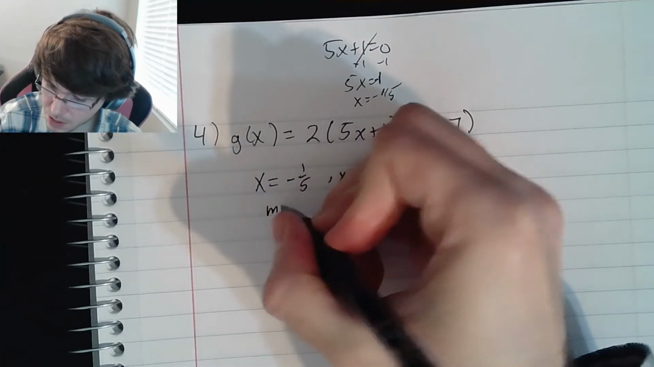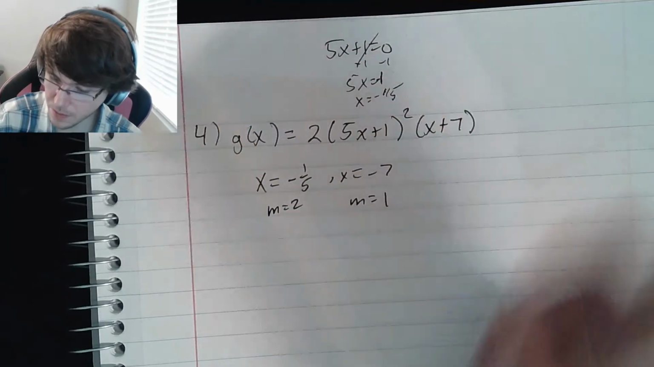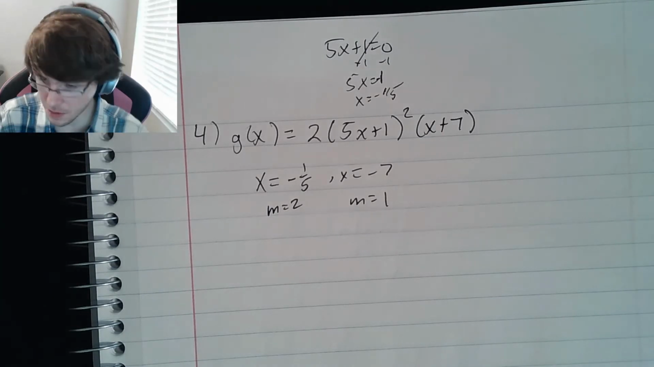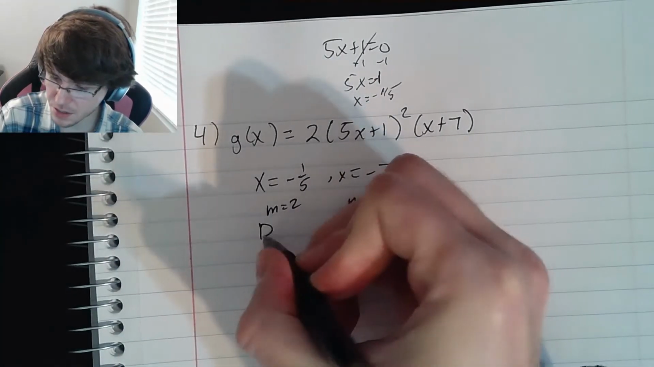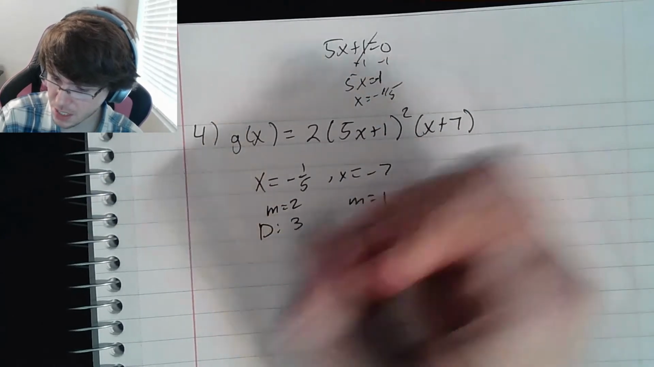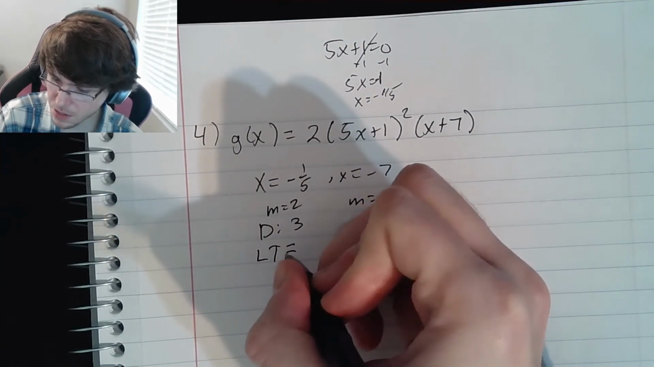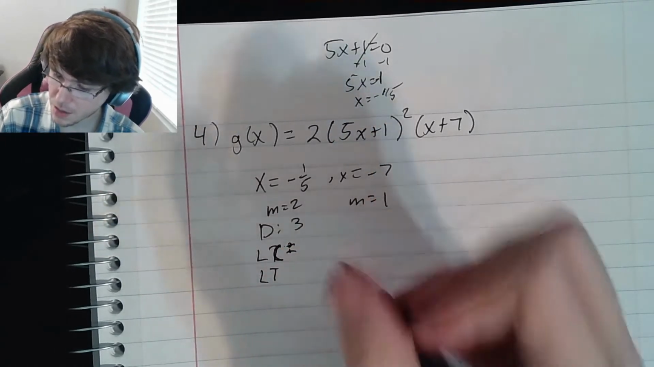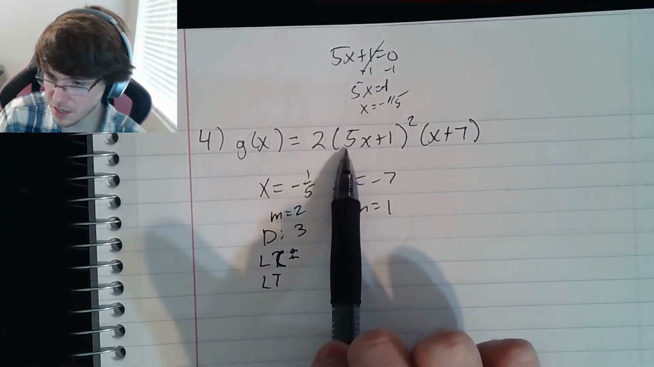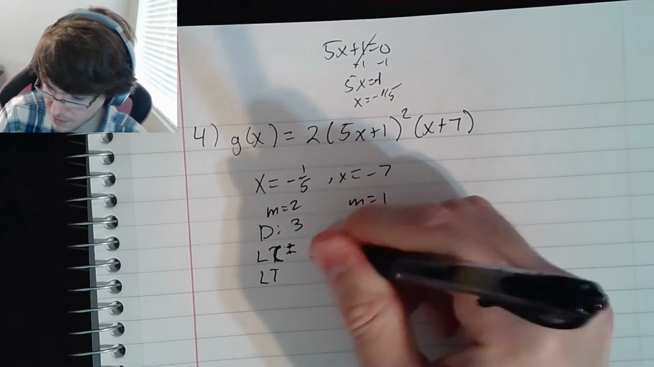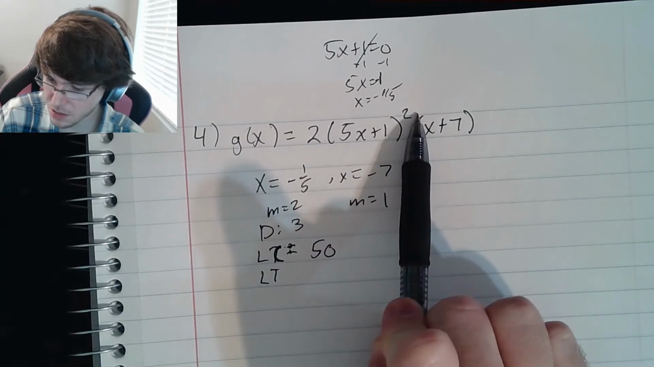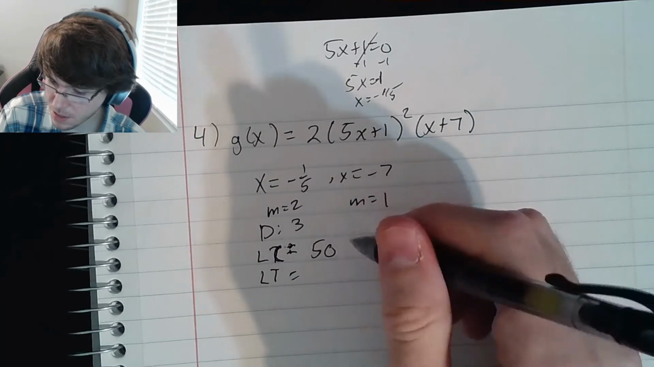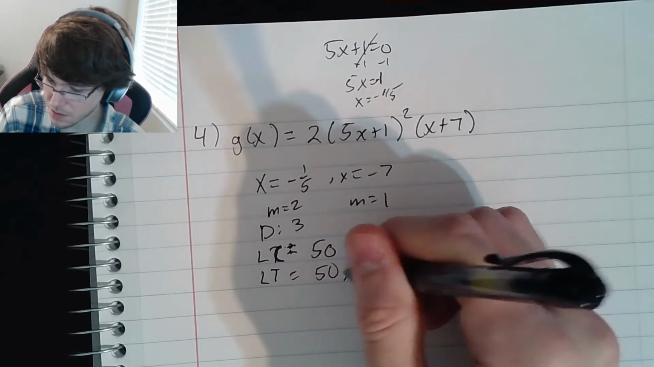This one has a multiplicity of 2. This one has a multiplicity of 1. And then after that, overall degree is 2 plus 1 is 3. The leading coefficient first, sorry, and then leading term. The leading coefficient, again, you have to consider this 5 that's getting squared here. So leading coefficient in this question is 50, because it's 5 squared times 2. And then the leading term is therefore 50, and the degree is 3, so 50x to the third.